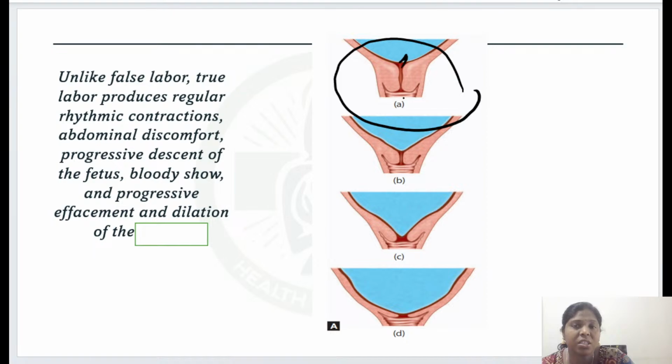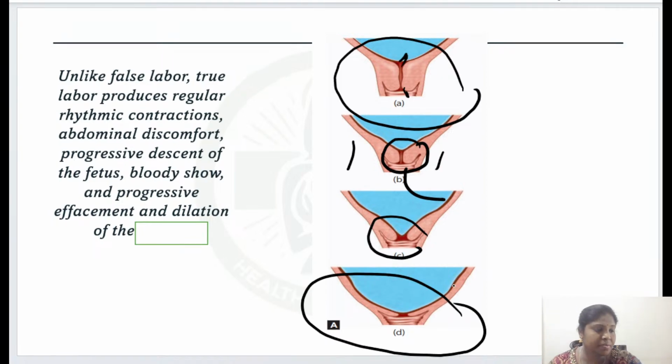So this is the internal os, this is the external os. Gradually there will be bloody show, the mucus plug will come out, you can find the white discharge, then bloody show over there, and this particular stage is called as what?